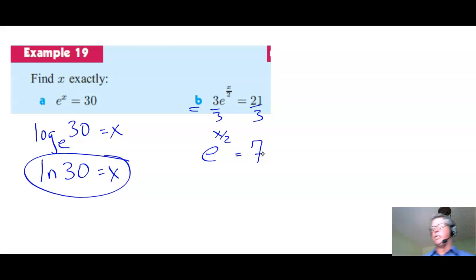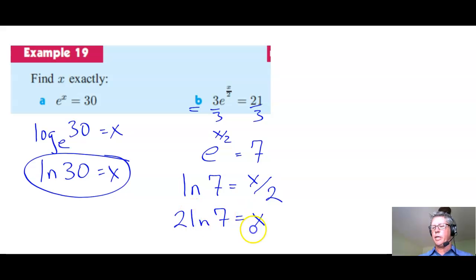Now it's a great time to take the natural log or the log of both sides or put it in logarithmic form, whatever you want to call it. That is going to be the natural log, so that's log base e, of 7 equals x over 2. I'm just using the equivalent forms from last week. Boom, multiply by 2, and I get 2 natural log of 7 equals x.